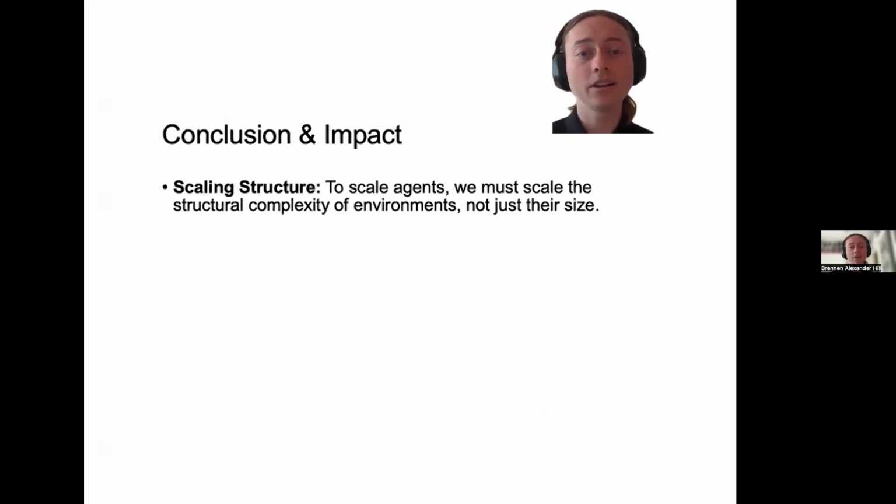In conclusion, our work argues for a shift in how we view scaling. To scale agents, we cannot just scale the size of the dataset or the model; we must scale the structural complexity in the environments themselves. This also has major implications for sim-to-real transfer. Using hierarchical decomposition, we isolate the domain shift to low-level motor policies, making the transfer of high-level strategies much more attainable.